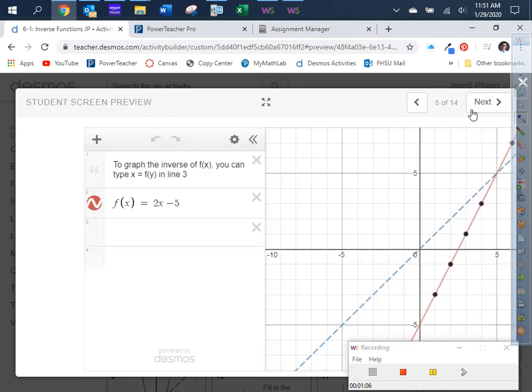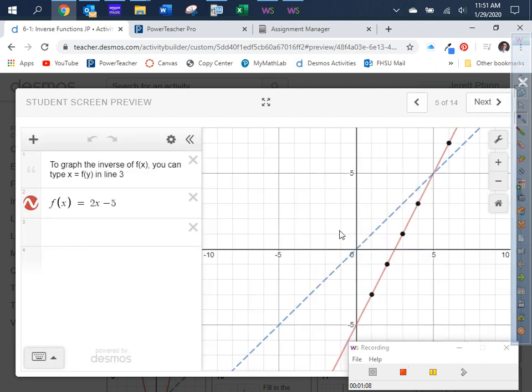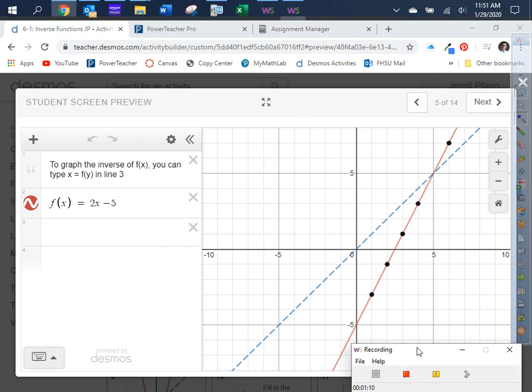So now, on slide 5, in class it was a little tough because students have a hard time understanding what they're supposed to do here. They want us to graph the inverse of f of x. Hey, look at this. It will literally tell you what to type in line 3. We don't have to do any work at all to graph the inverse on Desmos.